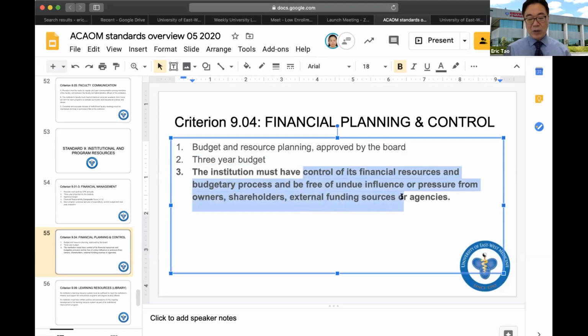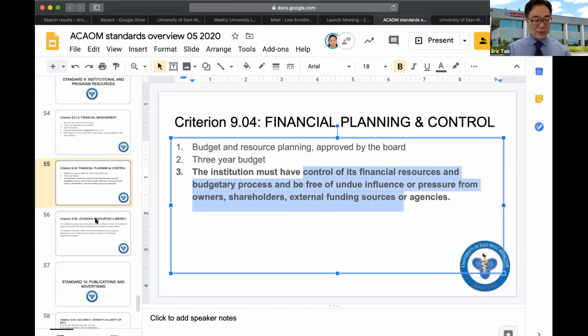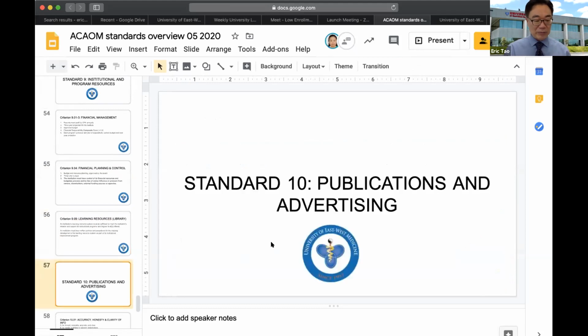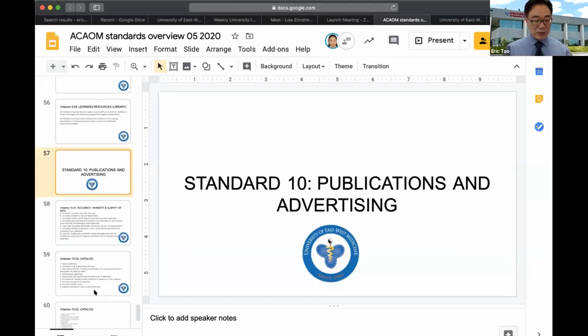We must have our own control of financial resources, free of undue influence or pressure from owners, shareholders, external funding sources. Okay. So we have to maintain a certain independence. A learning resource, we have to make sure we have a library, and we have someone capable of running it. Last, publication and advertising. It's pretty straightforward.